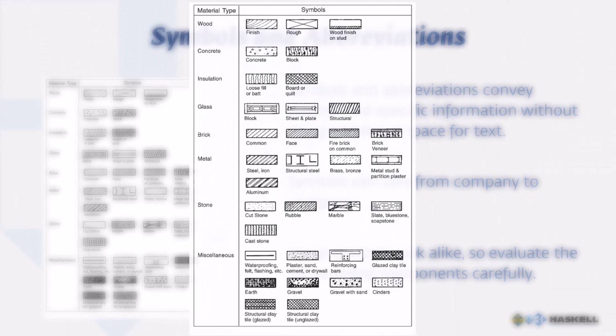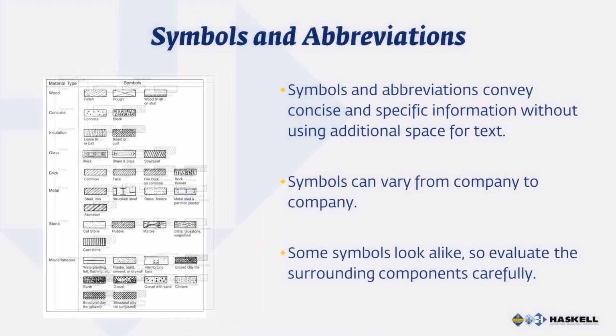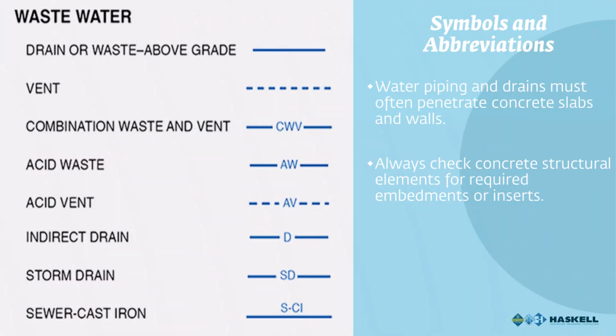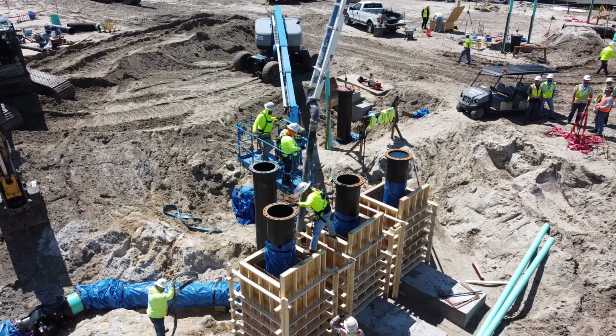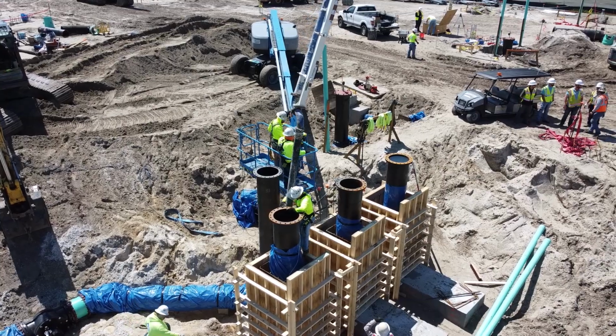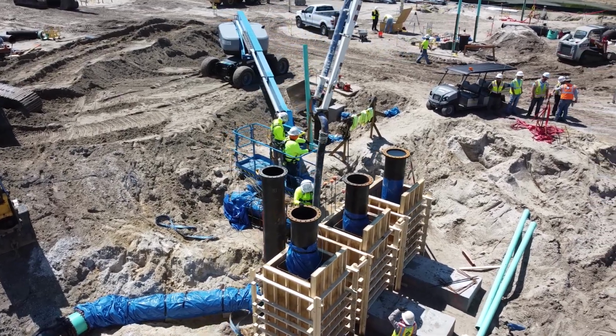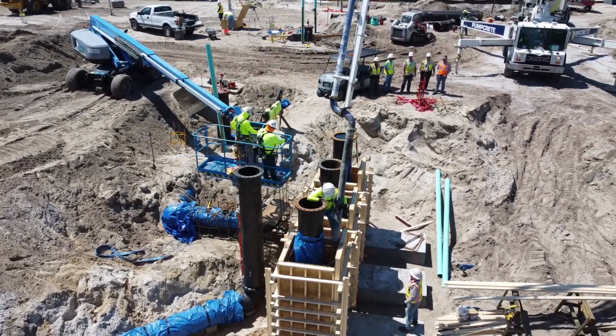The table on this slide shows examples of symbols for common building materials. Note that concrete and structural steel have their own symbols. Some symbols look alike, so it is important to evaluate the surrounding components carefully. The figure on this slide shows commonly used piping symbols and abbreviations. There are a wide variety of plumbing fixture symbols. In commercial construction, water piping and drains must often penetrate concrete slabs and walls. It is important to check all concrete structural elements for required embedments or inserts for outlets and drains, and to ensure any rough-in and forming work that needs to be completed before placement has been done.